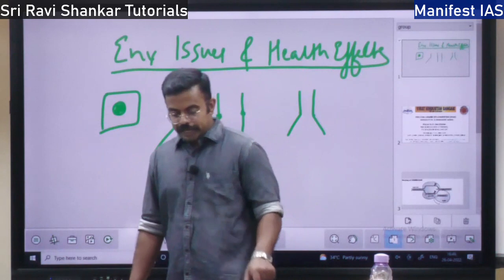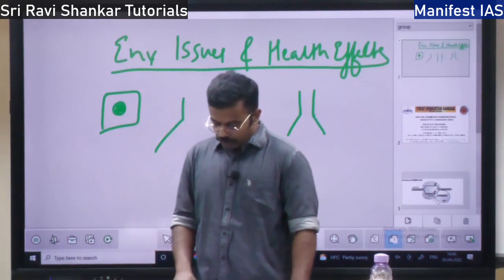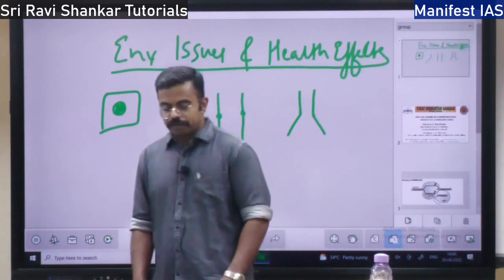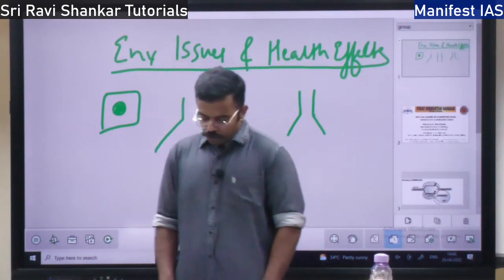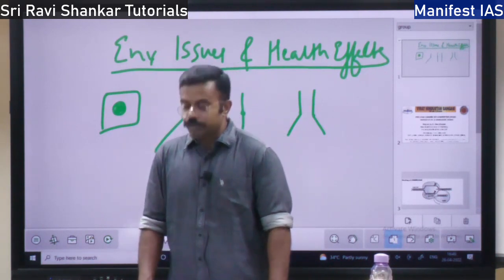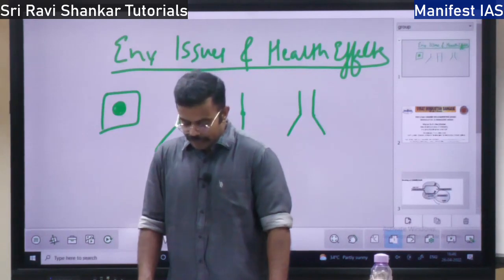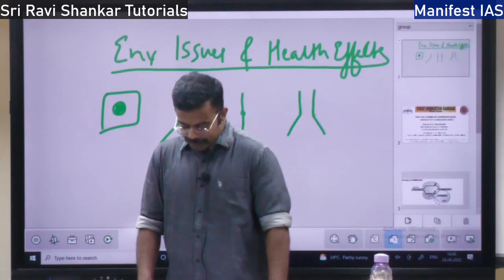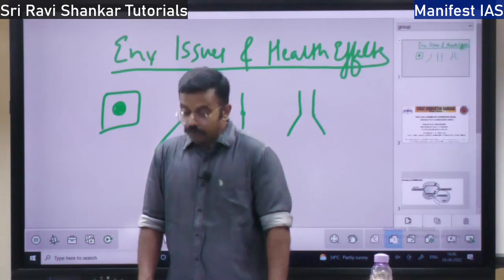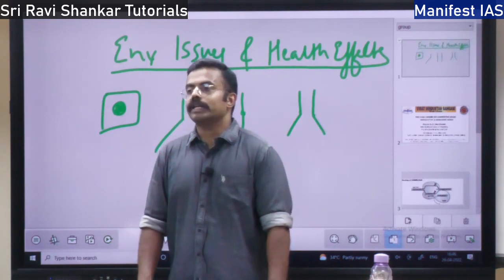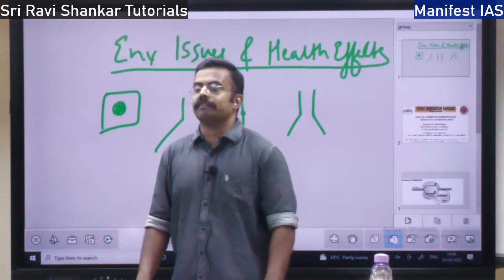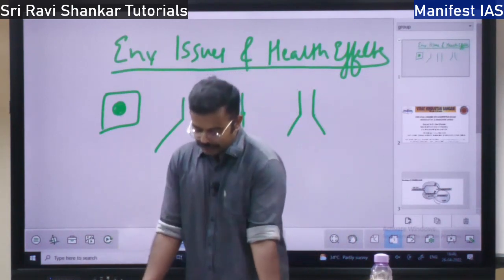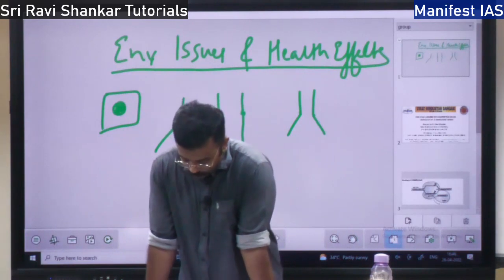Okay, next I am going to talk about one more miscellaneous topic, the National Wasteland Development Board. It was set up by the Environment Ministry in the year 1985. What is the aim? To increase the tree and forest cover. In the wasteland, you increase the trees, you increase the forest. That is the aim, right?